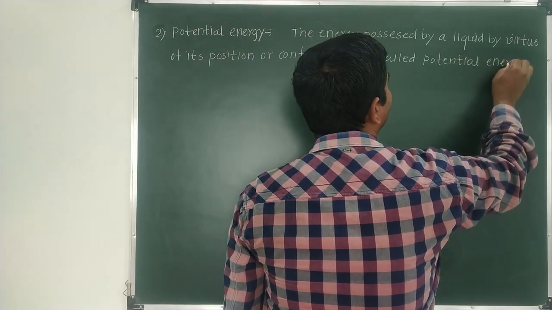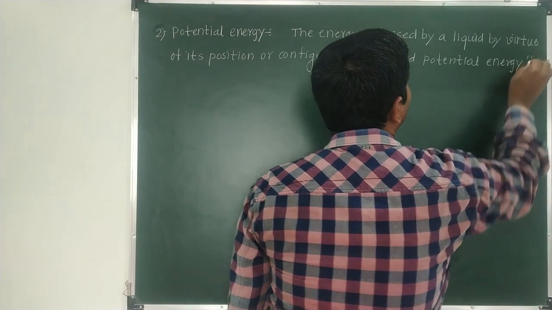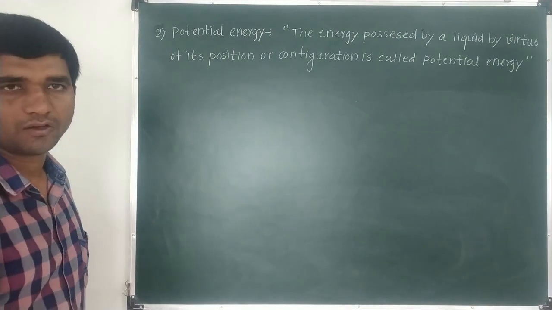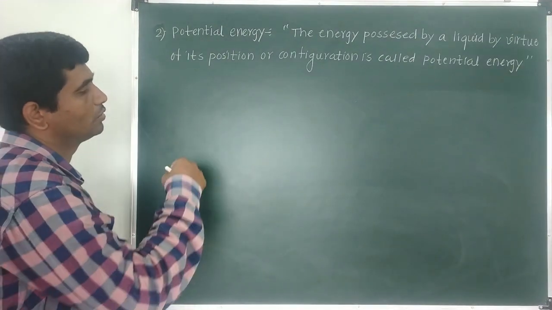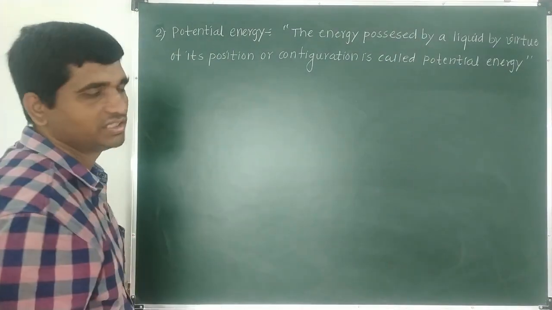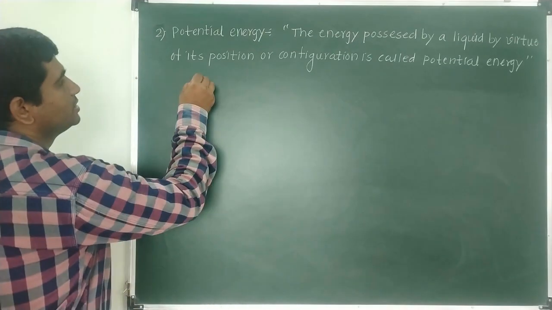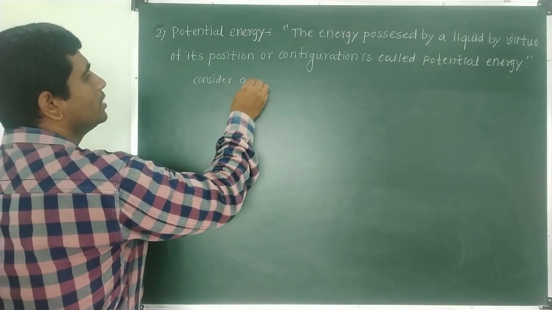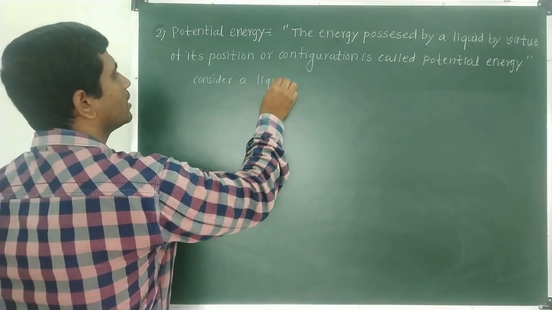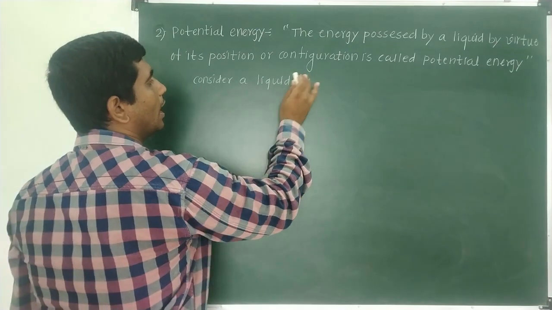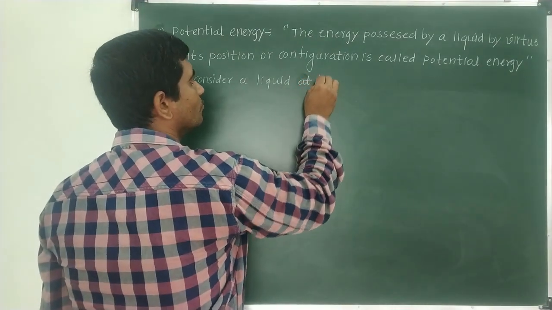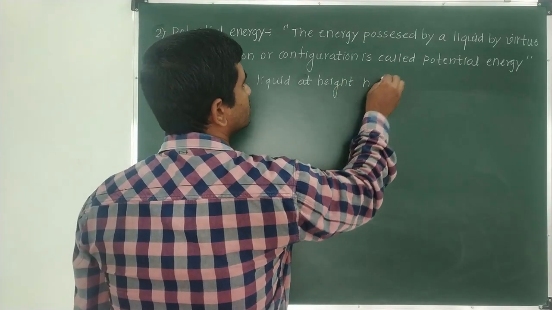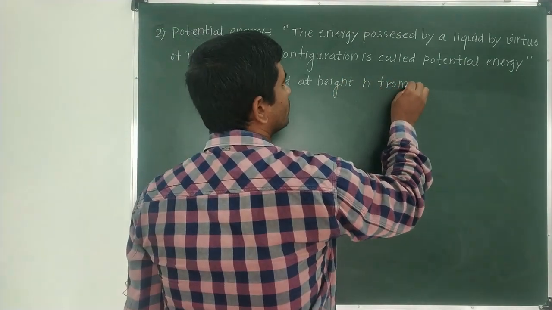Okay, so now in case of, okay, this is called potential energy. In order to find this potential energy, we will consider a flow of liquid at a particular height, or consider a liquid at height h from the reference surface, height h from the surface.